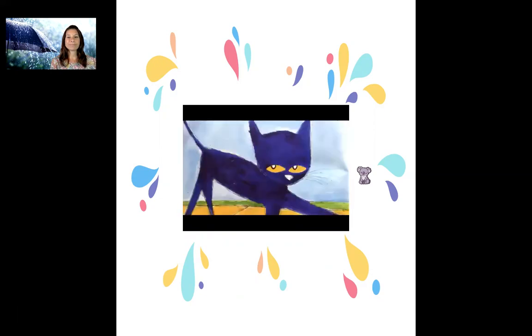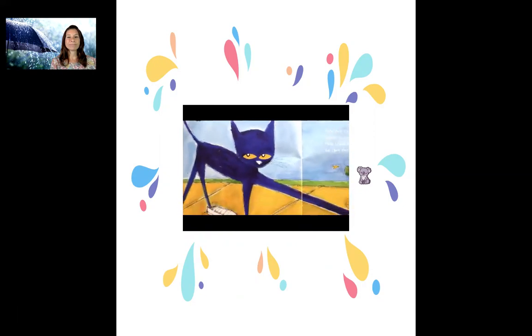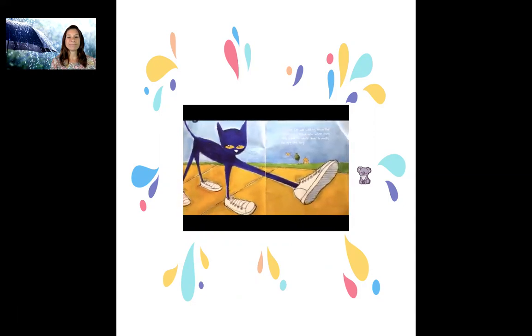Pete the Cat was walking down the street in his brand new white shoes. Pete loved his white shoes so much, he sang this song.